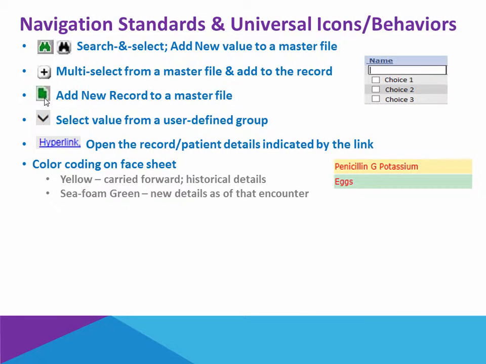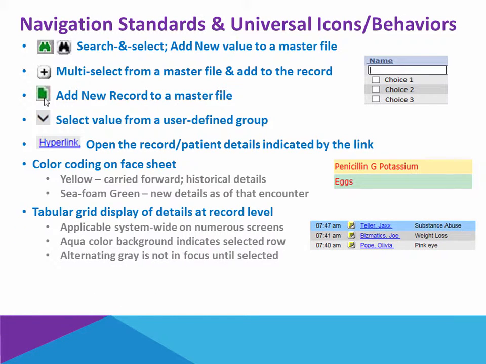Some other consistencies throughout the system are with regards to color coding. This is most prominent on the face sheet. You also see it at other places throughout the encounter documentation, and that is with regards to the yellow and the seafoam green color. Typically, with regards to any level of clinical documentation, the yellow is going to represent historical data that is being carried forward from a previous visit, and the seafoam green is indicative of information that was entered as of that particular encounter.